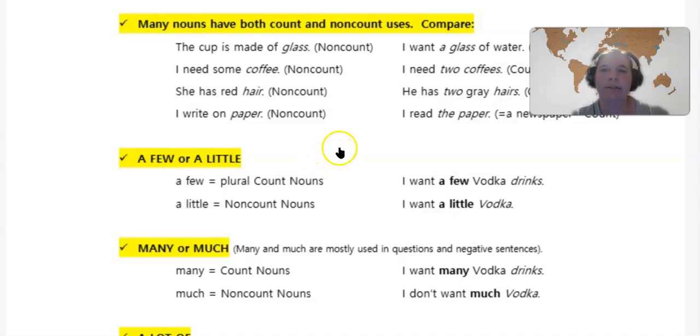Many nouns have count and non-countable uses, like glass is a material, but we also use it for a cup made of glass, a glass of water. Coffee is a material, but we also can say 2 coffees, meaning cups of coffee. Hair is a non-count noun, but sometimes, if you're talking about very specific ones, it's countable.